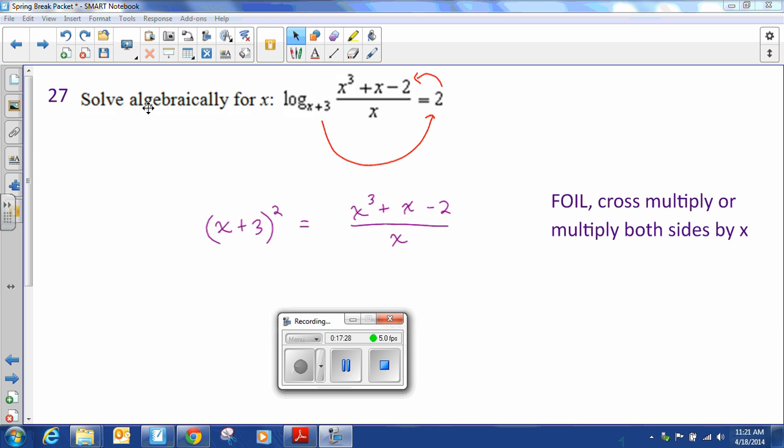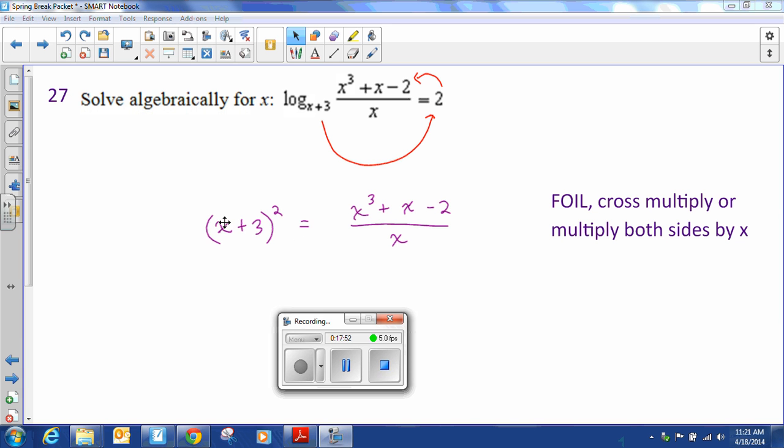Number 27, the last question, solve algebraically for x. So here you have a logarithmic equation, and we want to go around the world to rewrite this logarithm exponentially, which is basically (x plus 3) squared equals this fraction, (x cubed plus x minus 2) all divided by x.